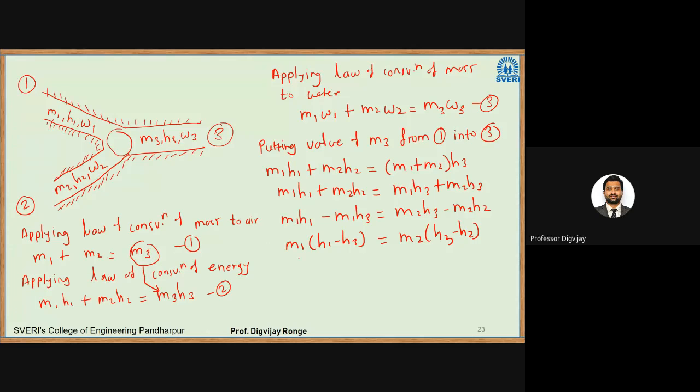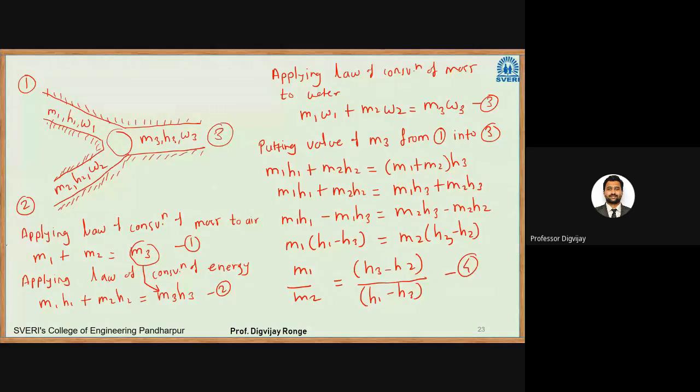Okay. So I will take the ratio here. So M1 upon M2 will be equal to H3 minus H2 divided by H1 minus H3. Okay. So this is what I get here. This will be equation number 4. Okay. So a very basic simplification is here.